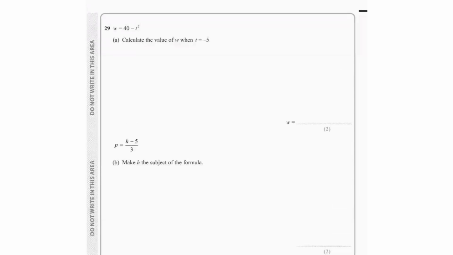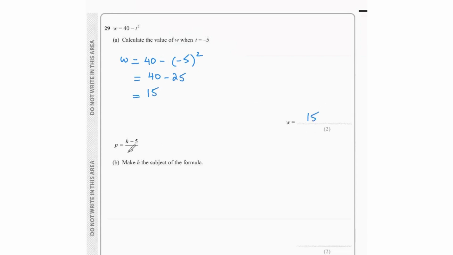Question 29 says w equals 40 minus t squared. Calculate the value of w when t equals -5. That's going to be 40 minus (-5) squared. 40 minus 25, and that is 15.